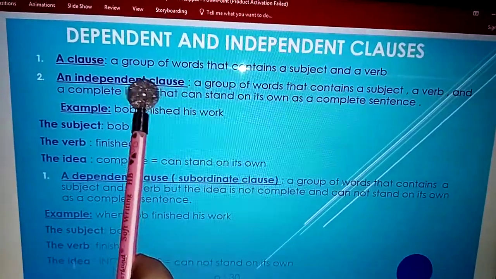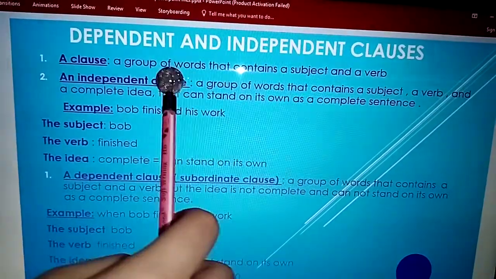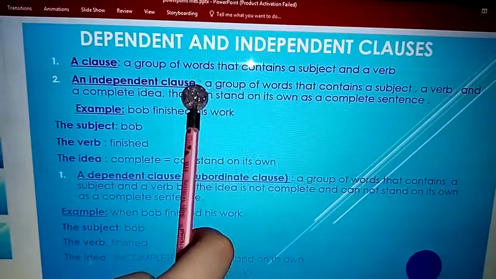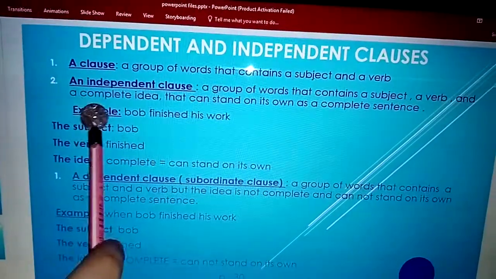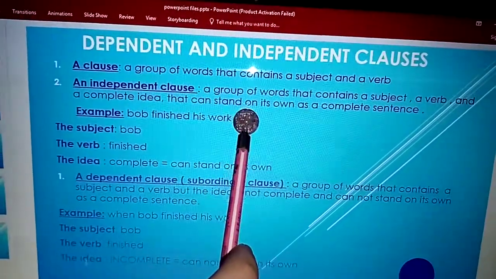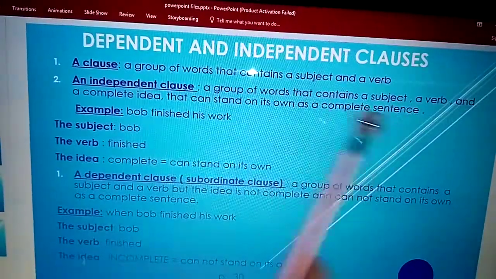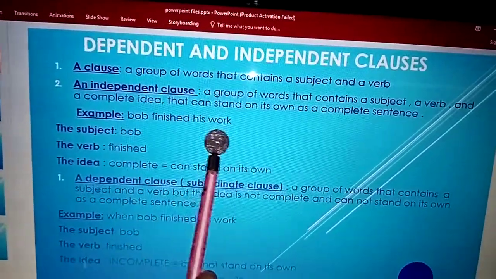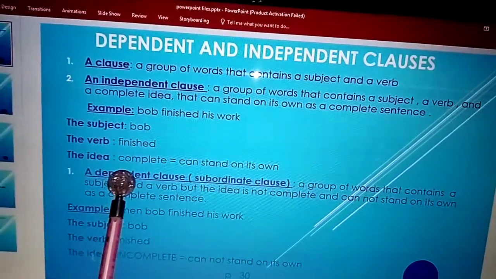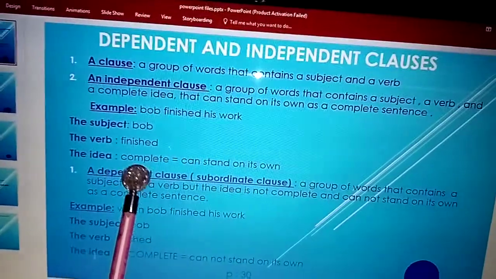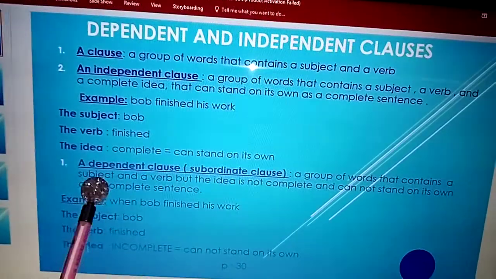Today we're going to talk about two types of clauses: an independent clause and a dependent clause. An independent clause is a group of words that contains a subject, a verb, and a complete idea, which means a complete meaning that can stand on its own as a complete sentence, okay? Example: Bob finished his work. Complete meaning, complete thought, and complete sentence. Like the subject, Bob, the verb, finished, and the idea is complete and can stand on its own. This is type number one.